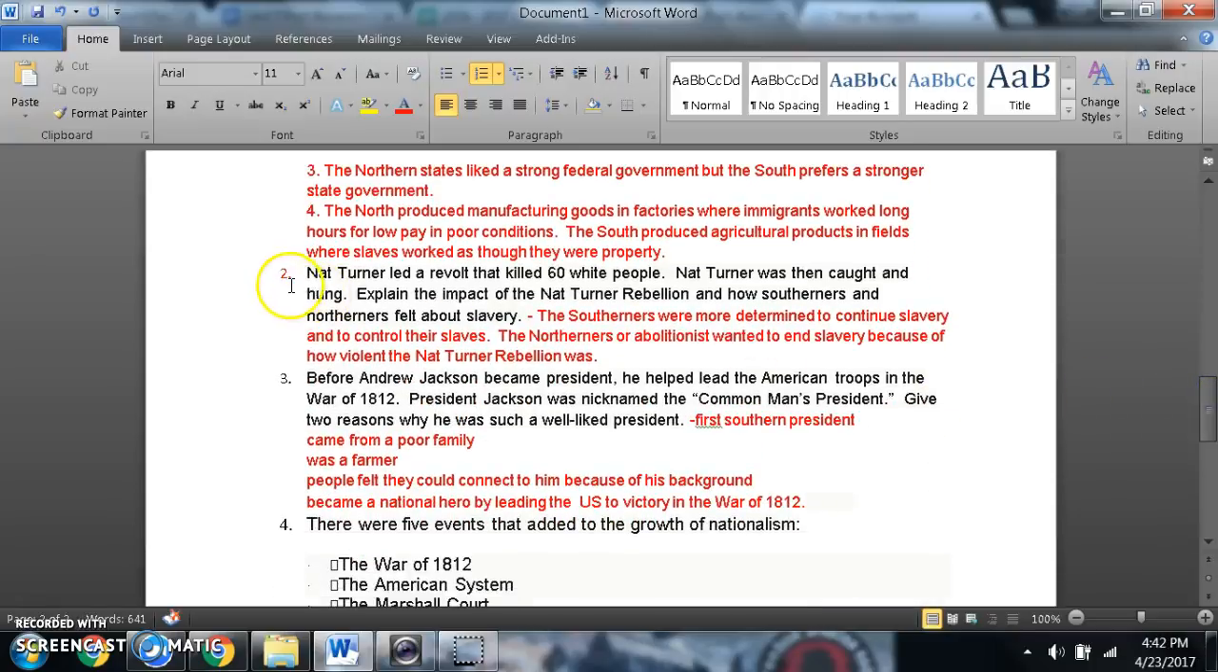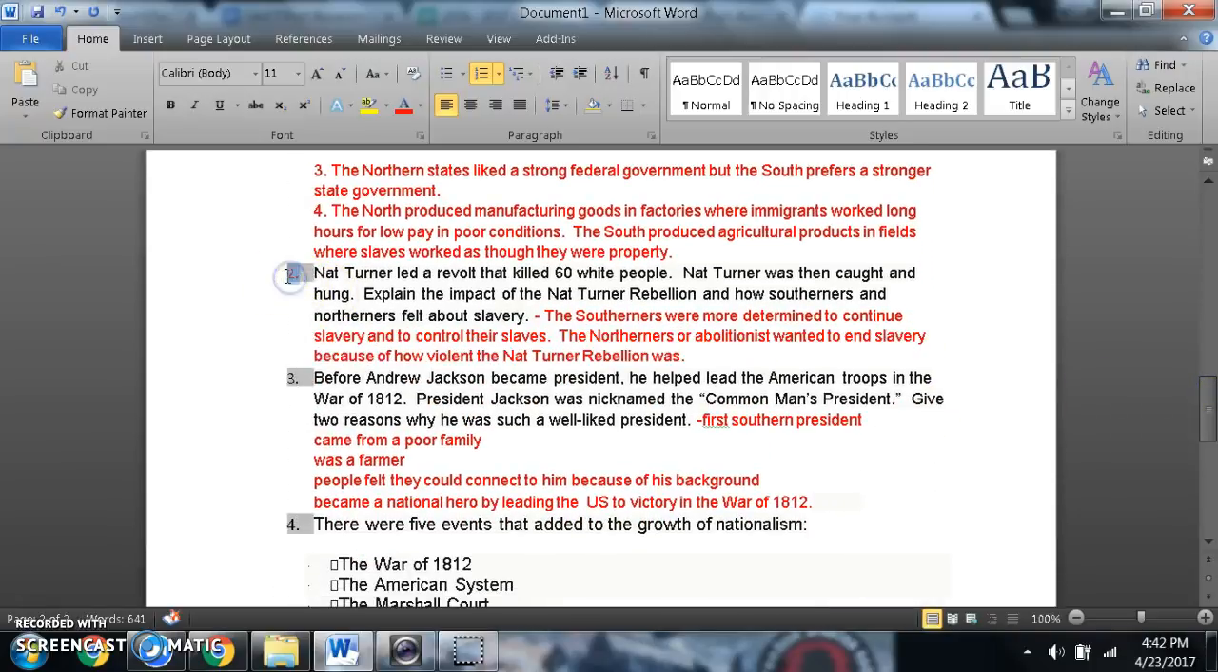Number two for essay, that should not be in red. That should be black. Let's change that really quick. All right, there we go.